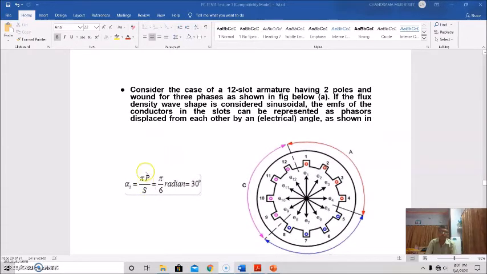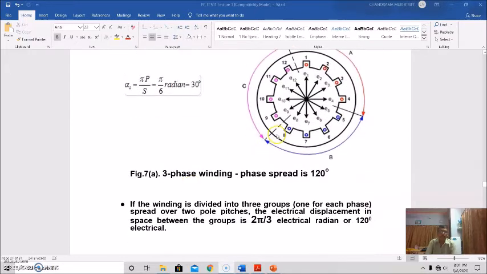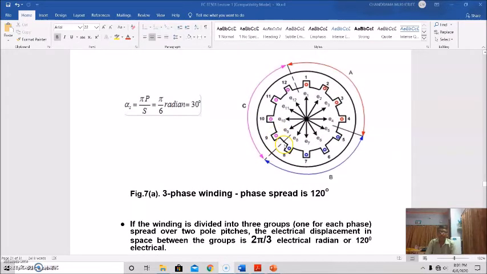Then if you put p equal to 3 and s equal to 12, it will come to 30 degrees, pi by 6 radians. So this is the arrangement shown here for a 3-phase winding of space spread.